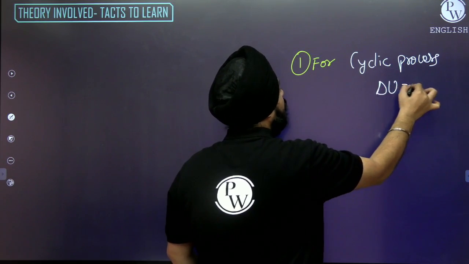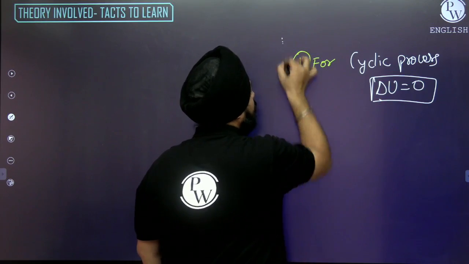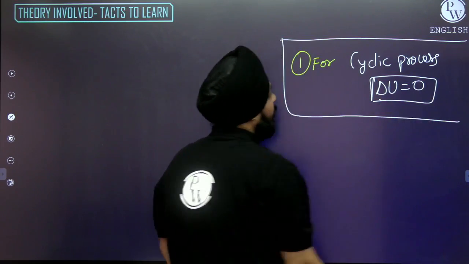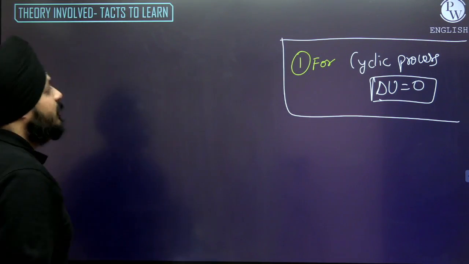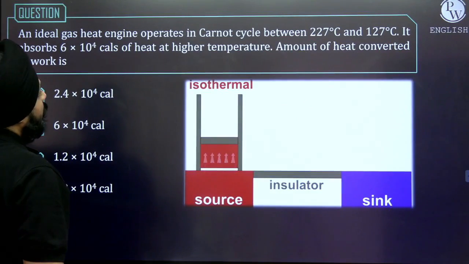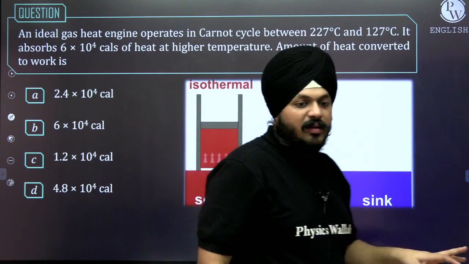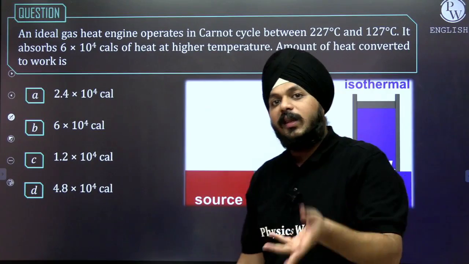Delta U is 0. Delta U is 0. For a cyclic process, delta H is. This is the new concept we got from here. Okay, now here comes the heat engine, the efficiency of the heat engine. This one thing was remaining.